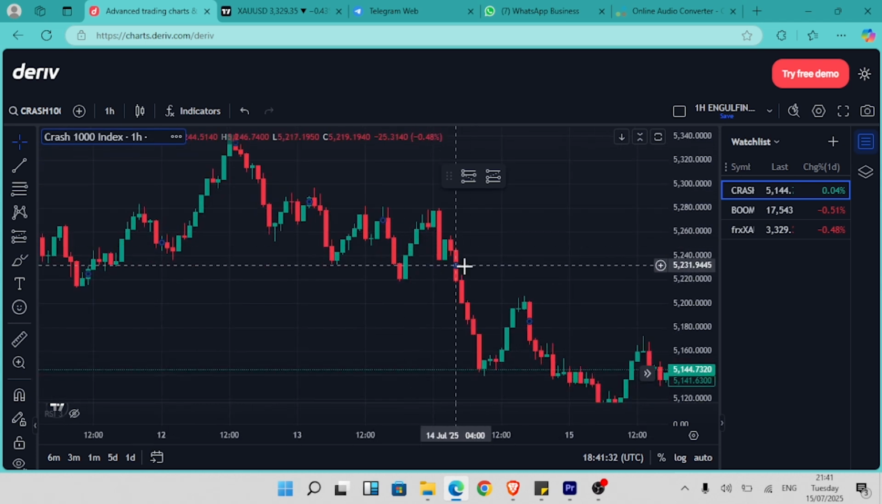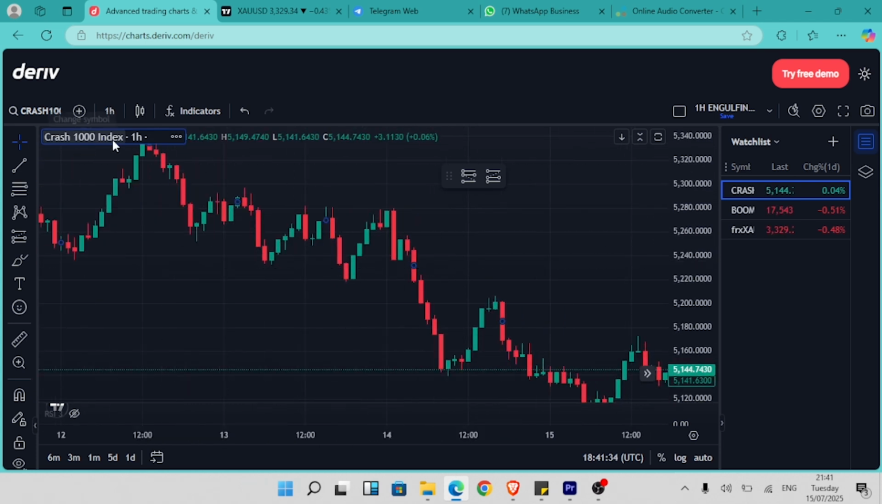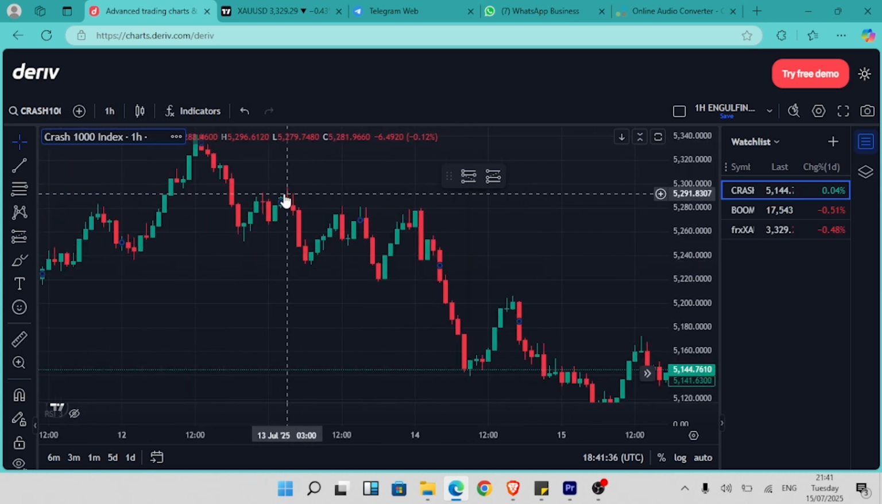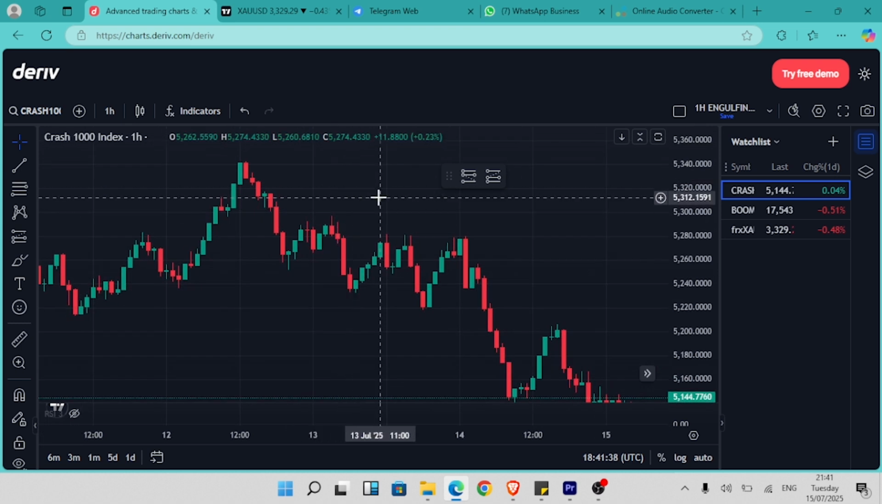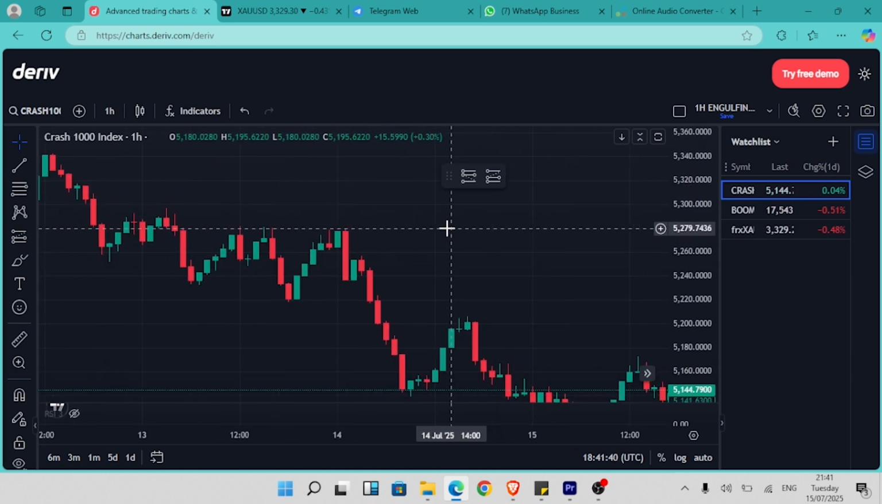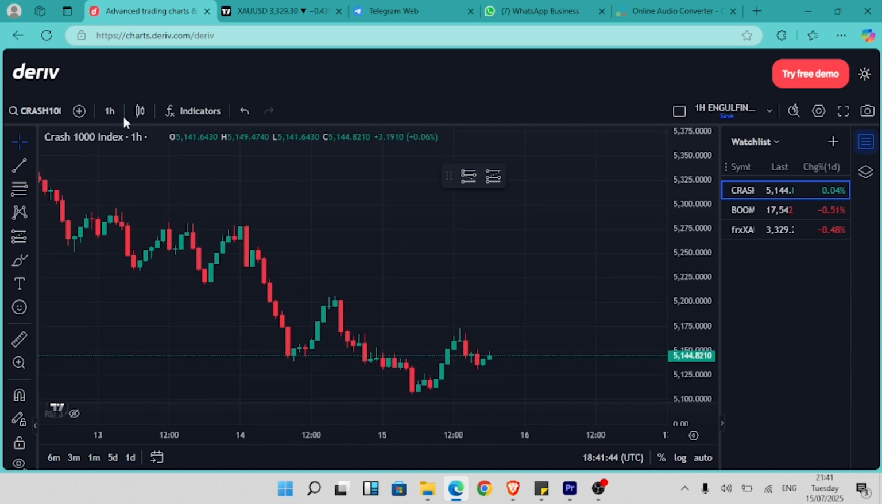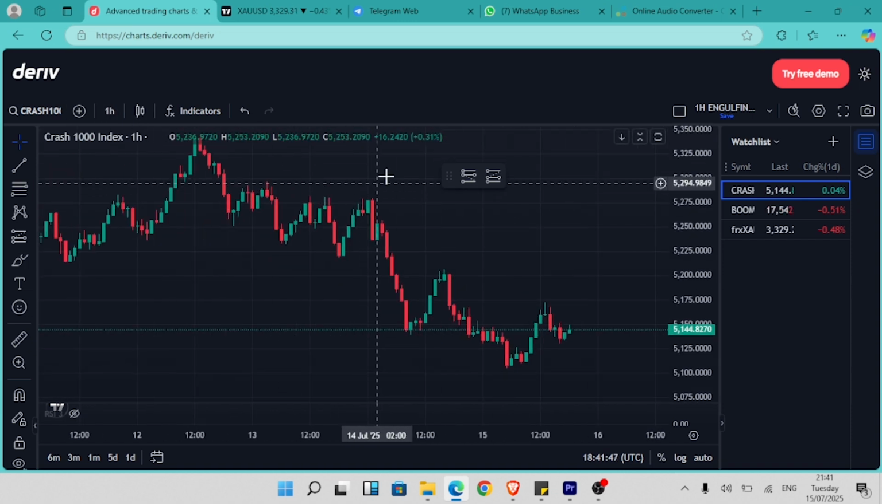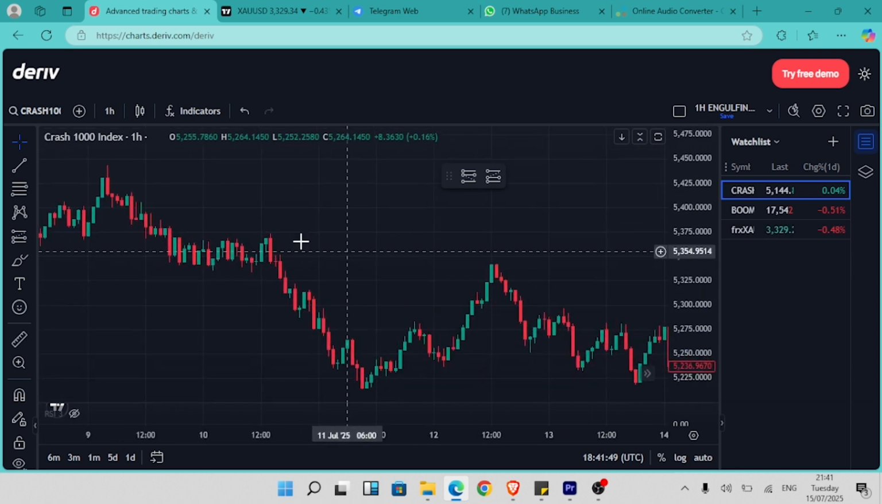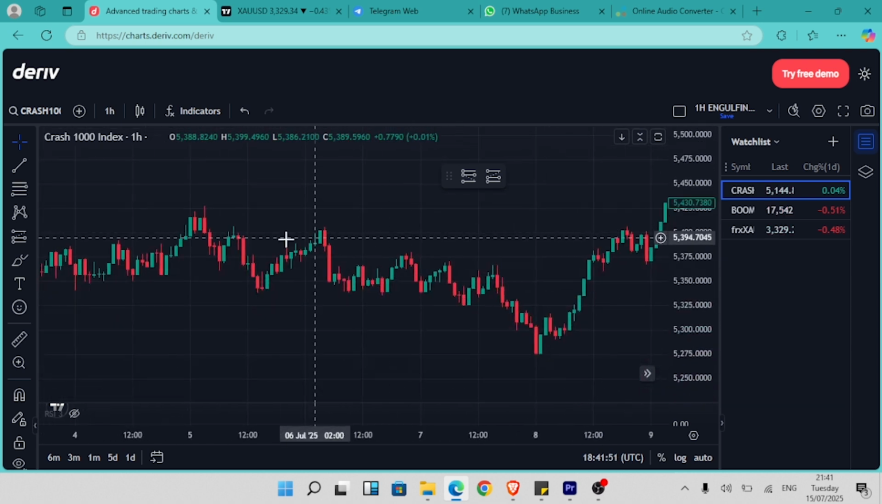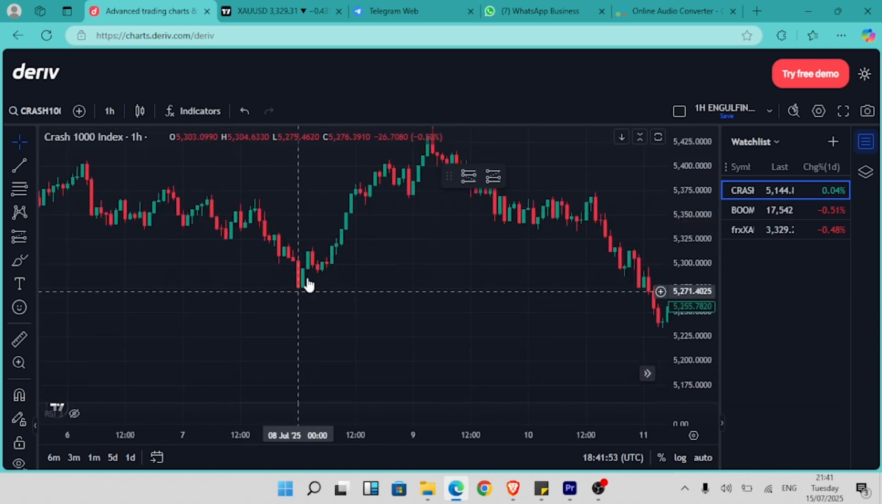So this is a very simple way of trading Crash 1000 using engulfing candles and RSI. Now, the first thing you want to do is go to the 1 hour time frame and mark out engulfing candles that are bearish engulfing candles.